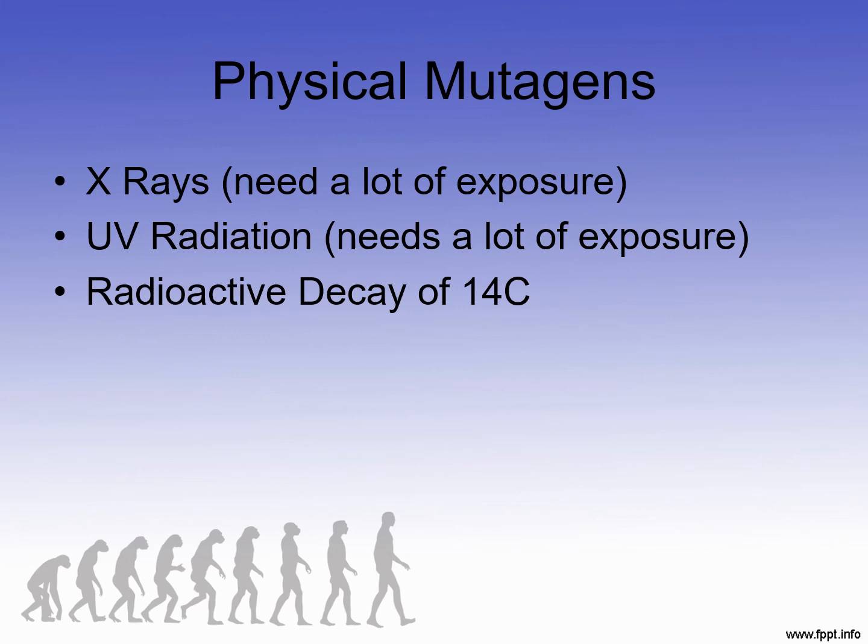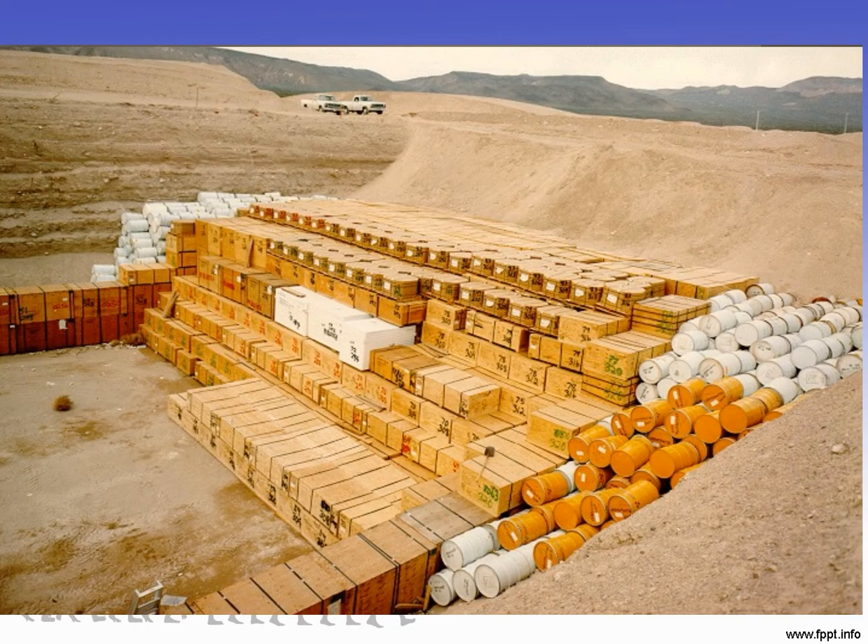Radioactive decay of carbon-14 is also a physical mutagen. And certain industrial byproducts are physical mutagens. This actually shows you a burial pit where they are burying radioactive materials, right? And the problem is that eventually all that stuff is going to decay, and when it does decay, it is going to eventually leach into the surrounding soils, which could potentially pose an environmental problem.